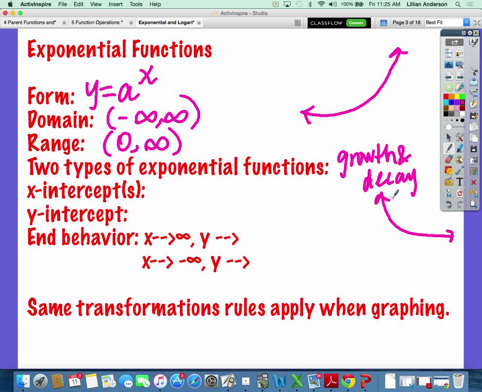X-intercepts. What are they? Are there none? Why are there none? Because 0 is the asymptote and 0 is the x-axis. There you go. There are no x-intercepts. Is there a y-intercept? Where?